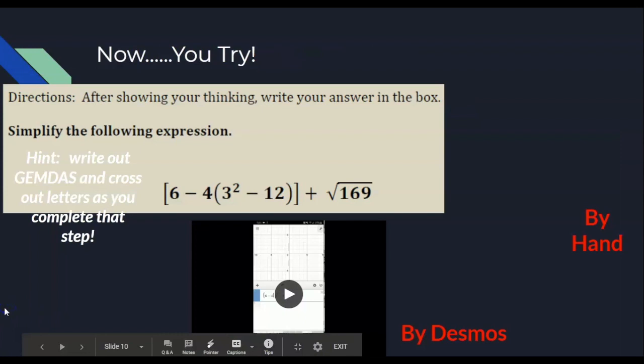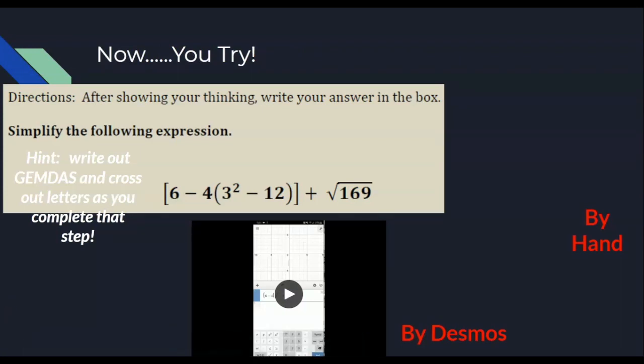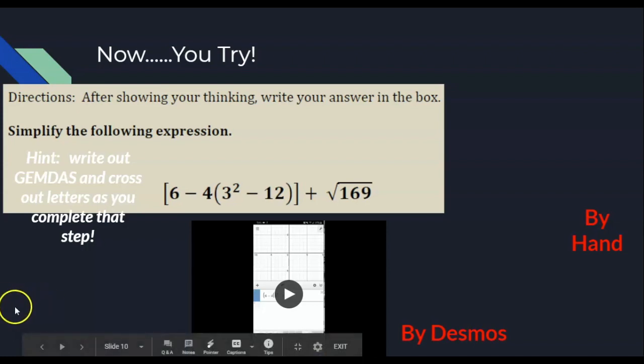Here's a problem for you to try on your own. Please take some time to write down the expression and work on simplifying. We will look at the solution shortly. Let's look at the solution.